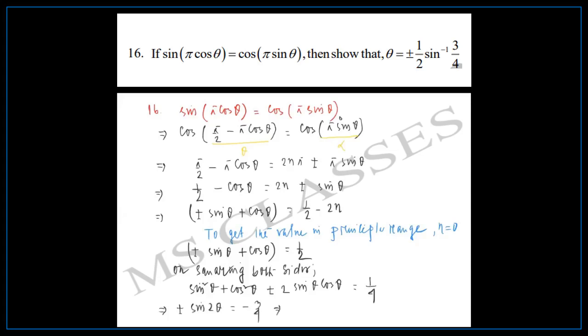So we have plus minus here, we can transfer it to this side, and we can write 2 theta equal to plus minus sine inverse of 3 by 4. And this gives us theta equal to half of plus minus sine inverse 3 by 4. We have already said that we are trying to get the value in the principal range, so sine inverse will definitely exist. So you can write theta equal to plus minus half of sine inverse of 3 by 4.